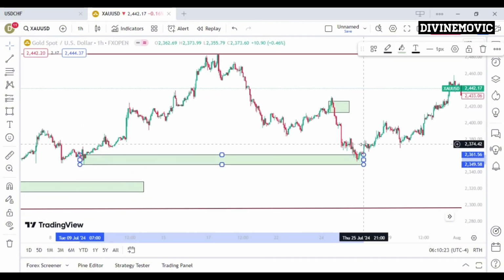Price triggered this demand zone. Why? Because price has used the first demand zone as liquidity to induce the second demand zone. So price is simply respecting this demand zone here, right? Now, when price got to this demand zone, what is price actually doing?